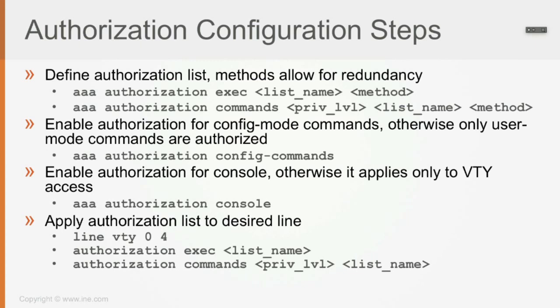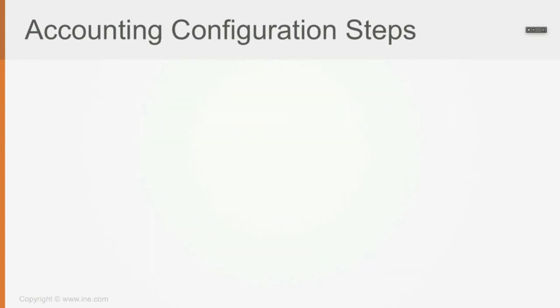And then, like in the authentication step, if you have used non-default lists and you want authorization to happen as configured for VTY line access, then you go under line vty 0 4 or whatever number of lines you want, and you apply both the authorization exec and authorization commands lists in there. So it's the same process.